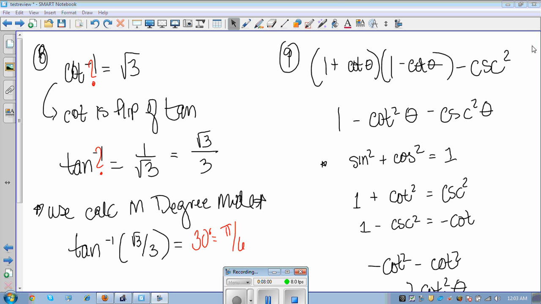9 is a simplified, and we're going to start off with foiling this mess right here. So 1 times 1, of course, is a 1. I'll get a negative cotan, a positive cotan. Those guys will add out. Negative cotan squared, and then I got this cosecant squared floating around out here. So remember, sine squared plus cosine squared is a 1. If I divide everything by a sine squared, I'll get 1 over a cotan squared over a cosecant squared.